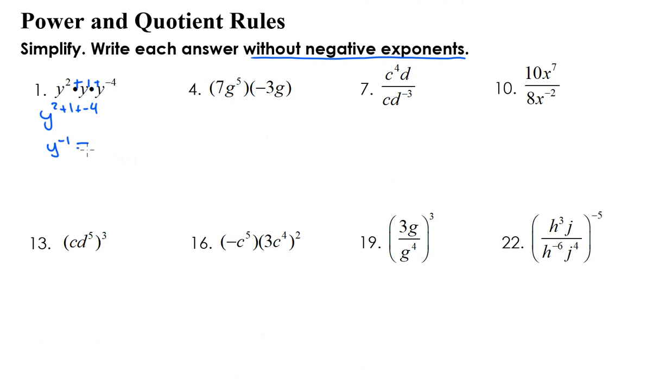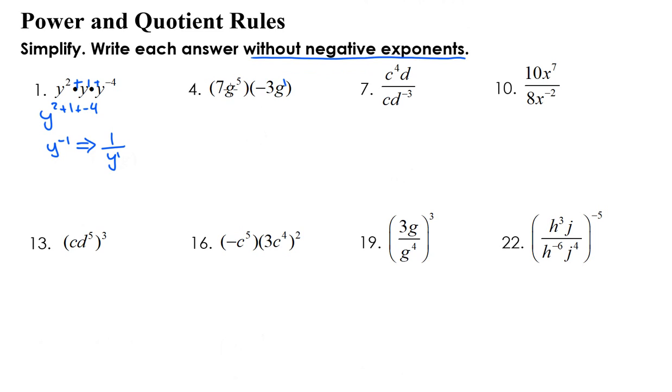And it says to write without negative exponents, so that means it's going to be 1 over y to the first, because negative 1, if you switch it from the numerator to the denominator, the negative turns to a positive, so we get 1 over y to the first, or just 1 over y. Okay? Number 4. Again, I do not have a power there, so I'm going to write 1.